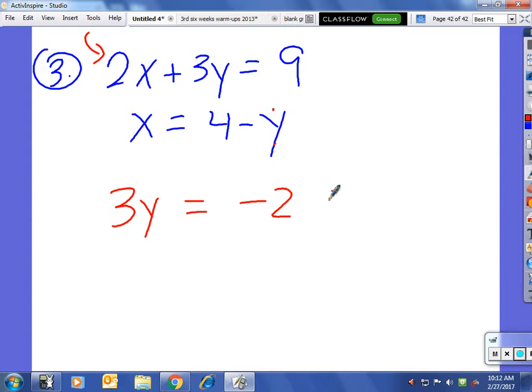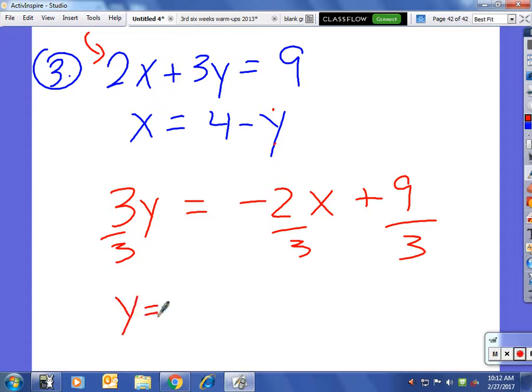All that happens, 2x moves to the other side, becomes negative 2x. Are you with me? Divide everything by 3, which you could do individually, or you could just do negative 2x plus 9 in parentheses, and then a giant divide by 3. I'm getting y equals negative 2/3 x plus 3. This one, not bad at all.